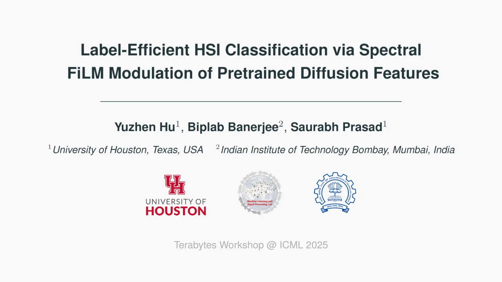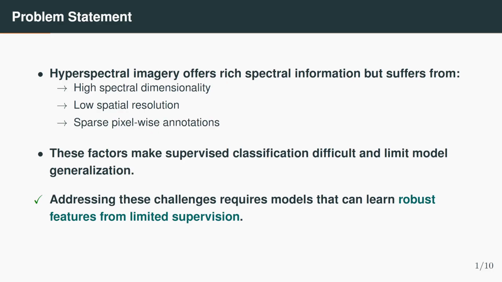Now, let me explain the challenge we face in hyperspectral image classification. Hyperspectral imagery provides a lot of spectral details across hundreds of bands, making it excellent for land cover mapping. However, this also introduces challenges such as high spectral dimensionality and low spatial resolution, especially in space-borne imagery. Additionally, labeled data is limited and expensive to obtain, so the key challenge is to design models that can still learn strong, reliable features from just a small amount of supervision.